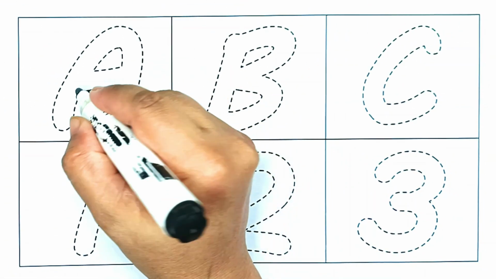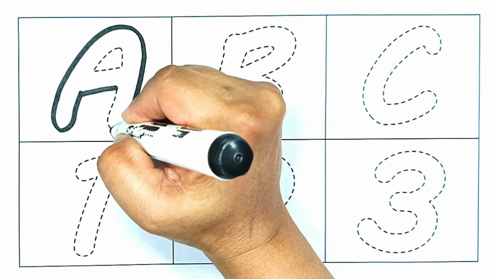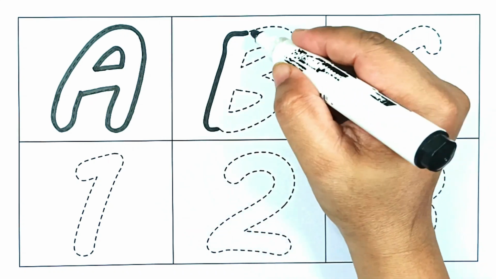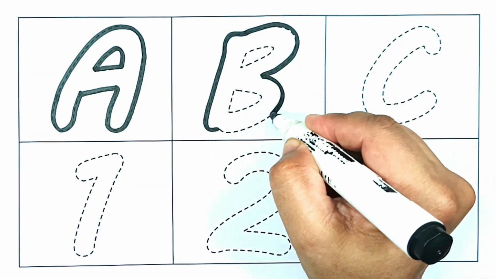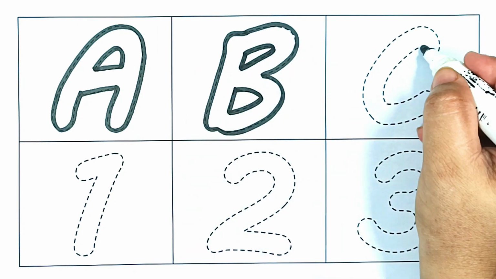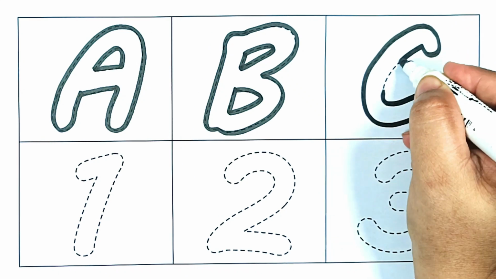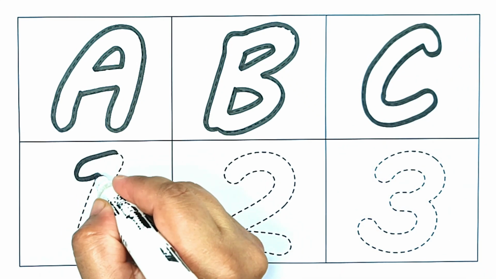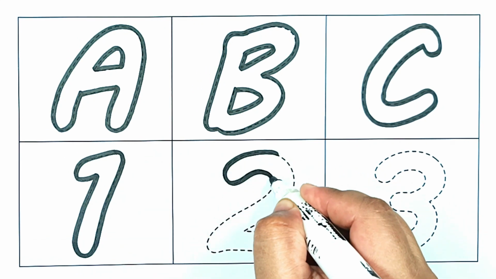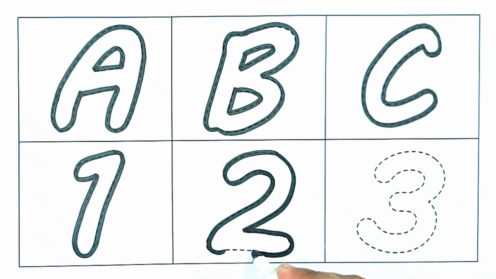The farmer in the dell, hi-ho the dairy-o, the farmer in the dell. The farmer takes the wife, A. The farmer takes the wife, hi-ho the dairy-o, the farmer takes the wife. B. The wife takes the child, C. The wife takes the child, hi-ho the dairy-o, the wife takes the child. 1. The child takes the nurse, hi-ho the dairy-o, the child takes the nurse. 2.